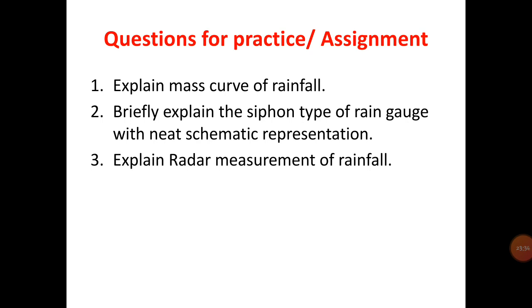So these are the things which they are going to ask in the examination. I briefly explained about the radar, how it is measured and what are the errors associated with the radar. Many times in the examination they are going to ask you to draw the schematic representation of a siphon rain gauge, which is very important from the exam point of view. And regarding the radar, write the full explanation of how you are going to measure rainfall by radar and also the errors associated with the measurement of rainfall by radar.